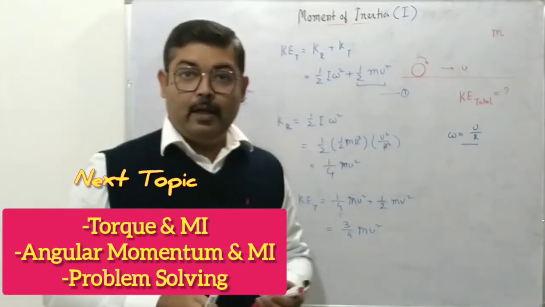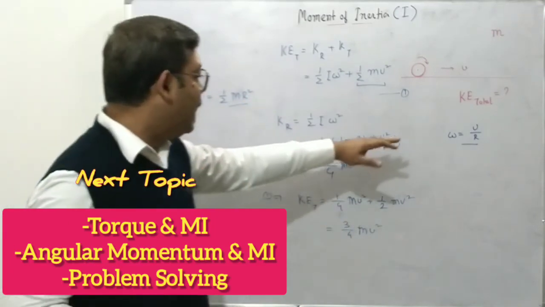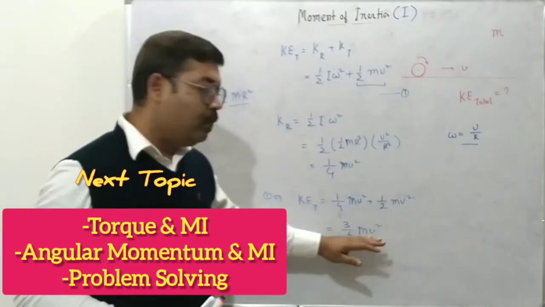See, the radius of the disk has not been given. We have assumed it to be r. However, it cancelled out, so it doesn't play any role in the finding of the final value of the kinetic energy.